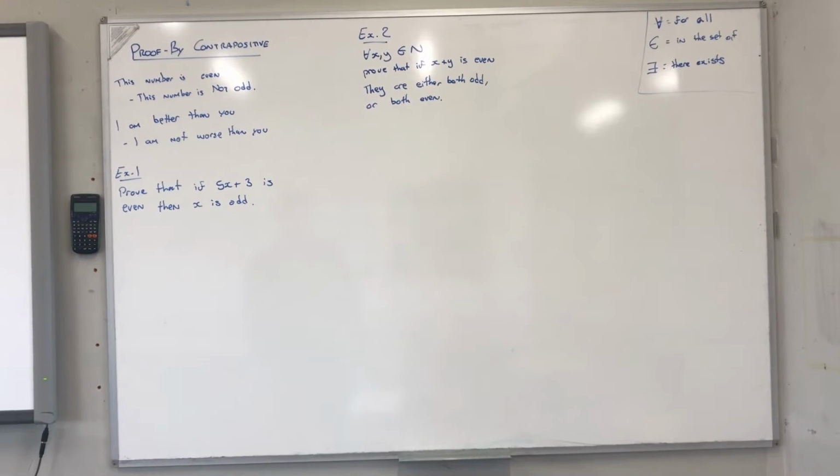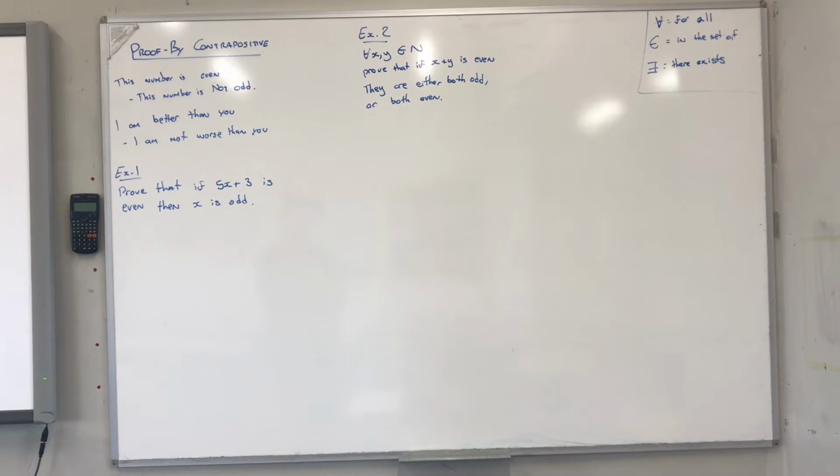Hi, so we're going to look in this video at another form of indirect proof. This time it is proof by the contrapositive. Contradiction is quite easy to understand because it's very easy to make a contradictory statement. Contrapositive can be a bit more abstract.